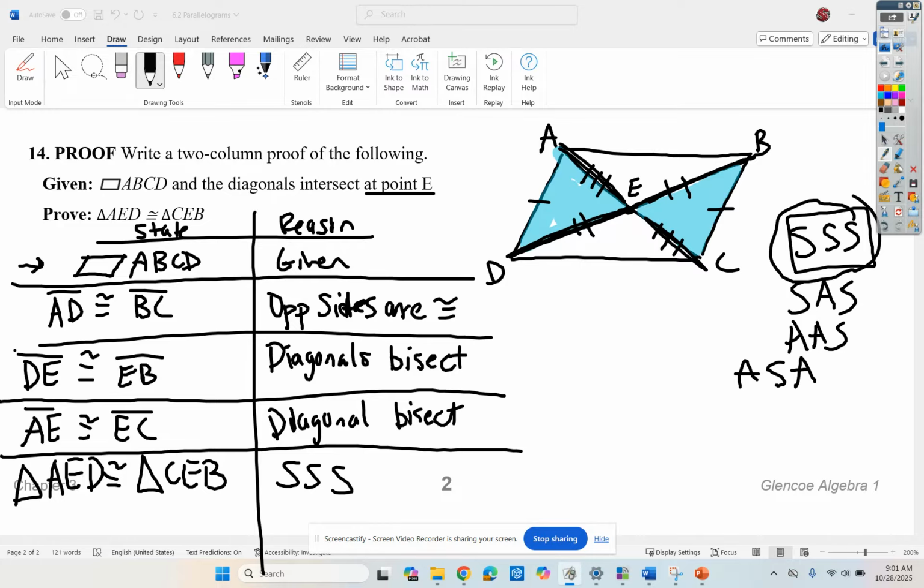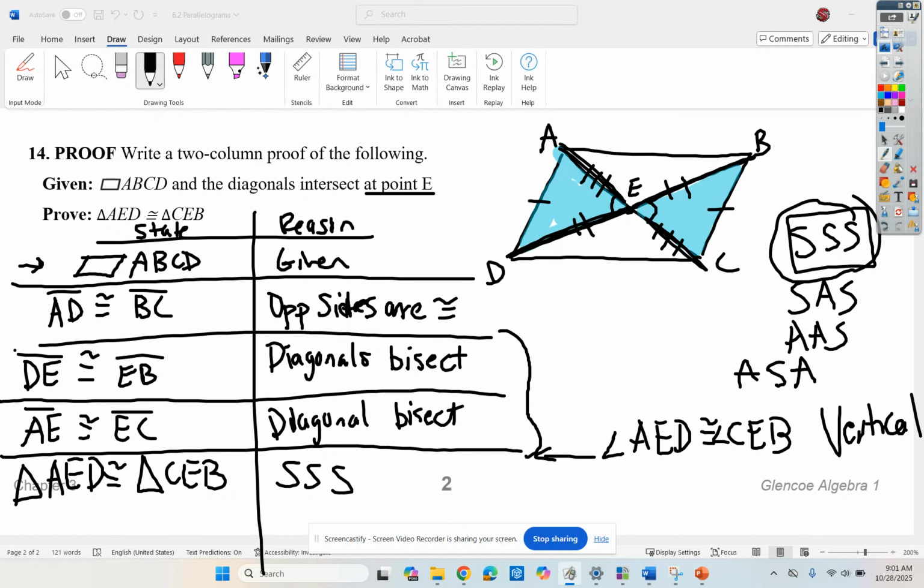Just to show you another way you may have to do this, you can use these two steps that show those two sides equal to each other, and then maybe you want to go down further. You want to use angle AED is congruent to angle CED because they're vertical angles. And then what you would have there is SAS instead. So you put SAS in here at the bottom.